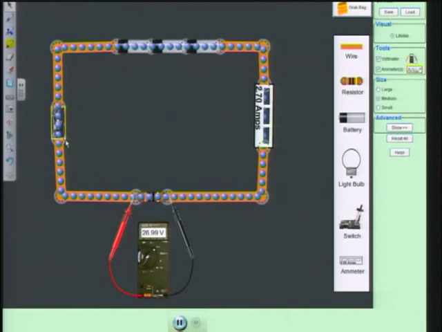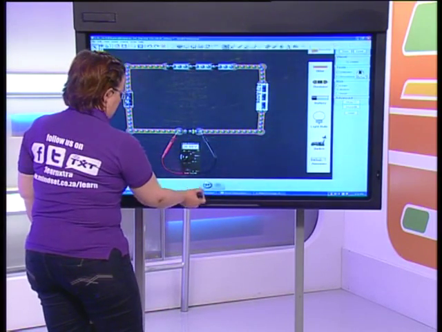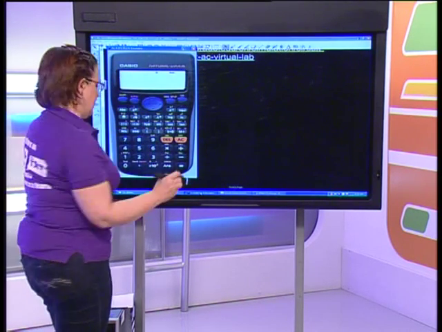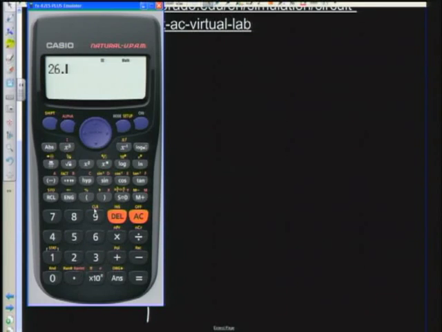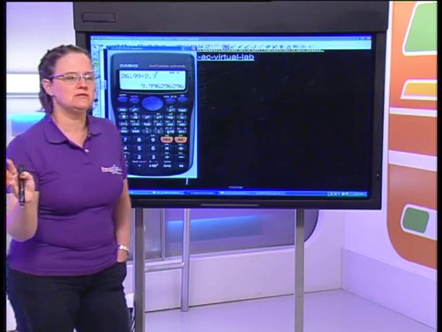26.99 volts. Now if we go to our calculator, because I'm going V divided by I, I'm going to go 26.9999 divided by 2.7. It gives me 9.996. We would need to round off to 2 decimal places, so this is 10. So this is okay. We're okay with that. So far we got 10.